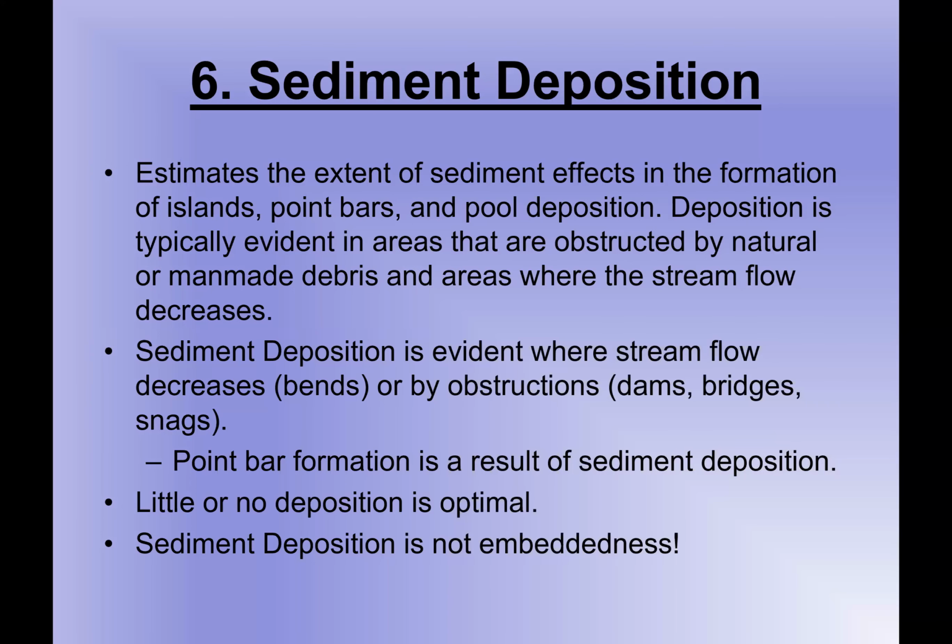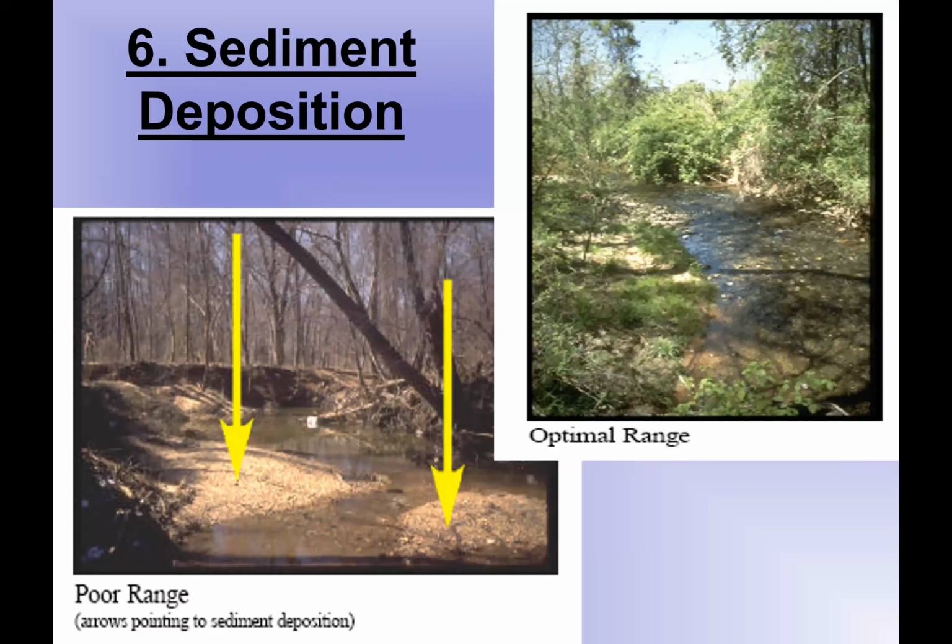Sediment deposition. This estimates the extent of sediment effects in the formation of islands, point bars, pool deposition. We don't want too much sediment. We want that to be flowing through if there is sediment and those kind of issues. Where streams flow around bends or obstructions, do we have point bars or the result of sediment deposition? Little or no deposition obviously is optimal. Sediment deposition is not embeddedness. So we're not looking around the rocks, we're looking on the edges of where that sediment is being deposited.